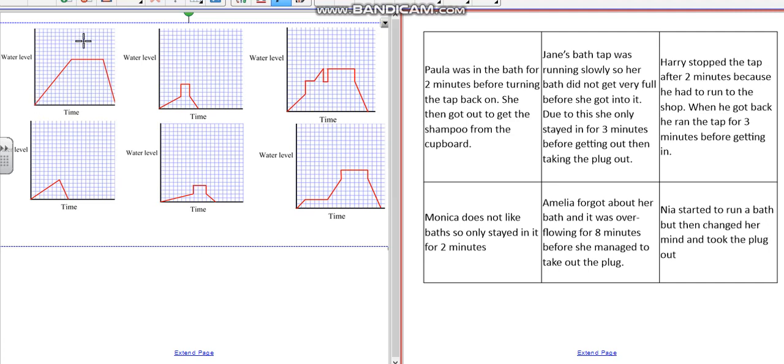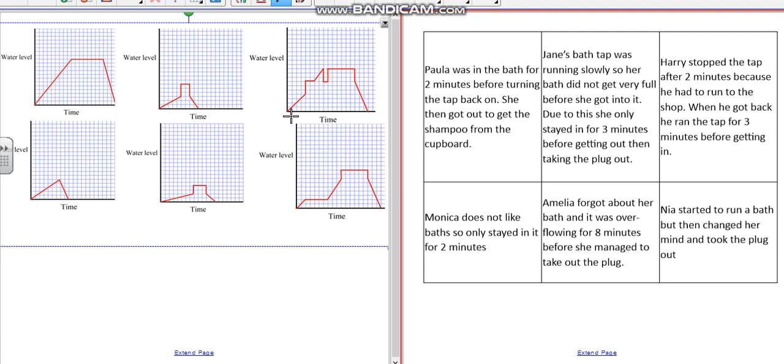on this one, there's no sign of anybody getting in because the water level would rise straight away. So that one's not there. This one, the bath was filled, somebody got in, stayed in for 2 minutes, got out, and the bath was emptied. Okay, so it might be that one, but this one says that Paula was in the bath for 2 minutes before turning the tap back on. So she was in the bath 2 minutes, but she didn't put the tap back on that one.